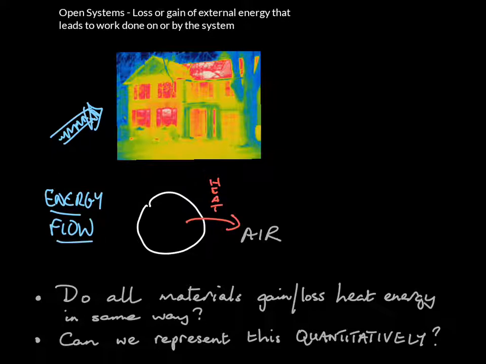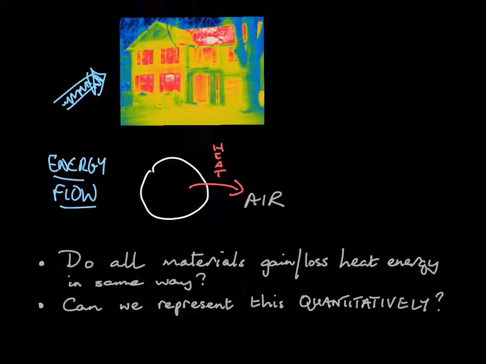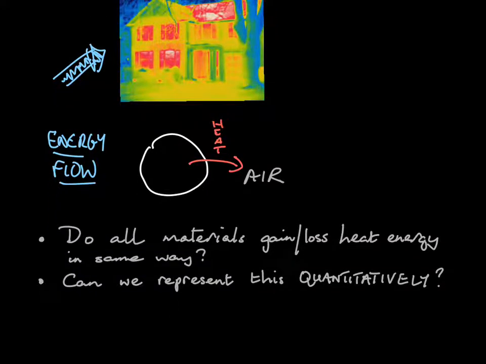system, if you like, in physics terms, we can see that there is some heat being lost right around here, and that heat is being lost out of the system to the air, and we can see that in the image above. Now the question is, well, a couple of questions. First question is, do all materials gain or lose heat energy in the same way? The second question we're hoping to answer today is, can we represent this quantitatively?